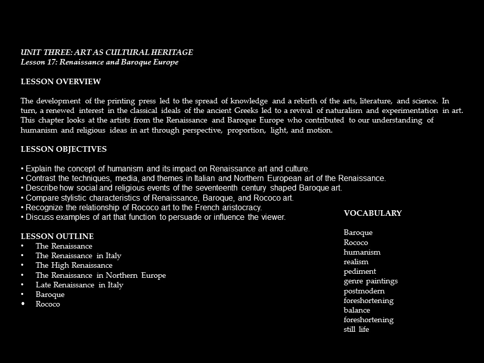The objectives for this lesson are to explain the concept of humanism and its impact on Renaissance art and culture, contrast the techniques, media, and themes in Italian and Northern European art of the Renaissance, describe how social and religious events of the 17th century shaped Baroque art, compare stylistic characteristics of Renaissance, Baroque, and Rococo art, recognize the relationship of Rococo art to the French aristocracy, discuss examples of art that function to persuade or influence the viewer.